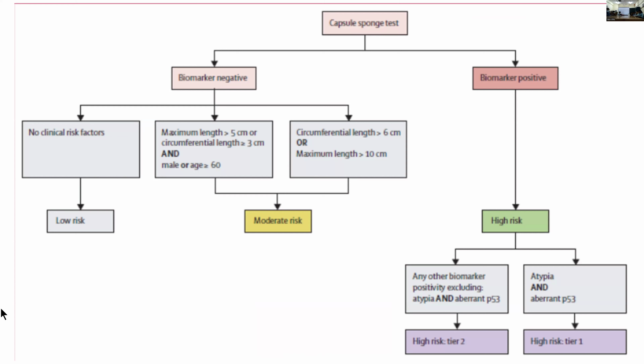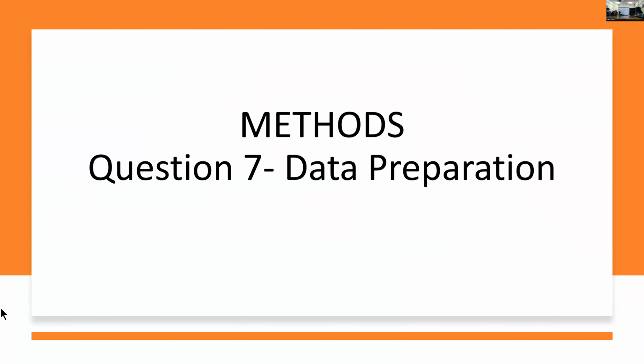Now, within the high risk group, if they had other histopathological features, like in addition to P53, other biomarkers positive, or if they had any other risk factors, they were stratified into high risk tier 1 and tier 2. So this is the algorithm they have followed for this particular test.